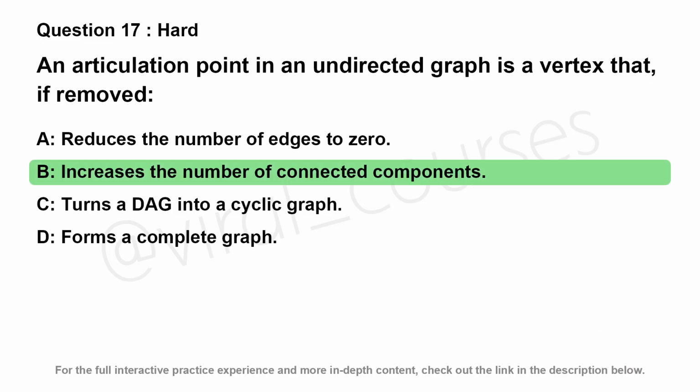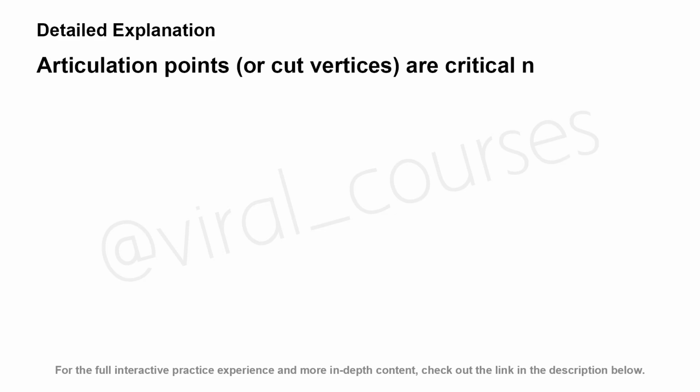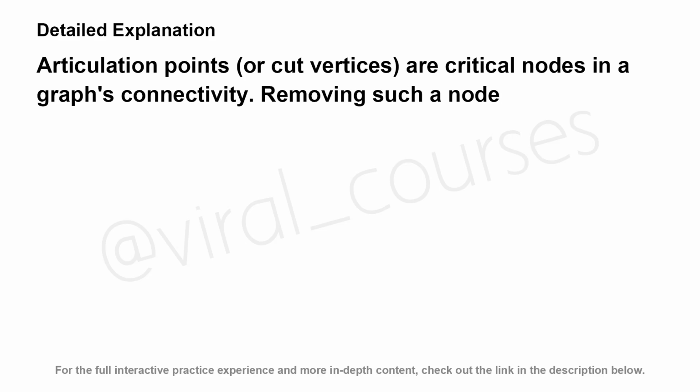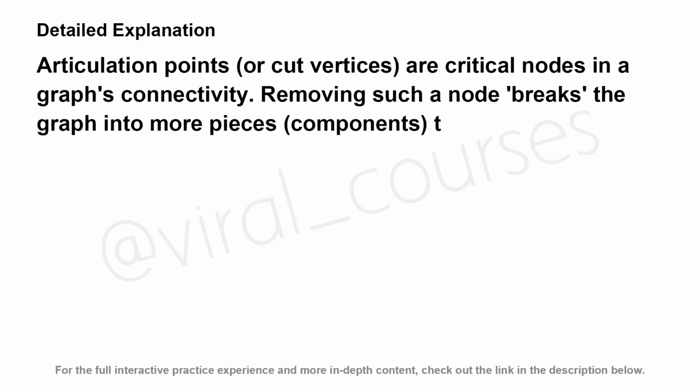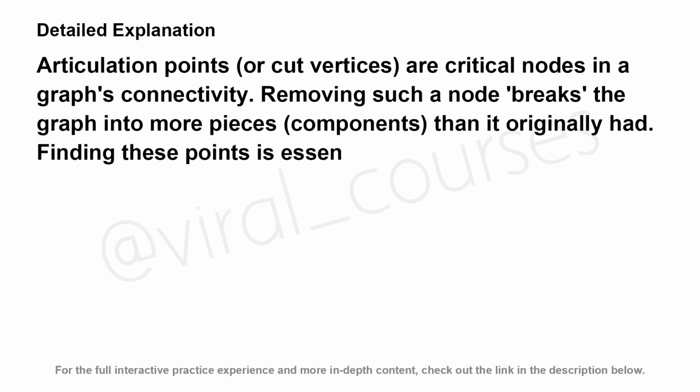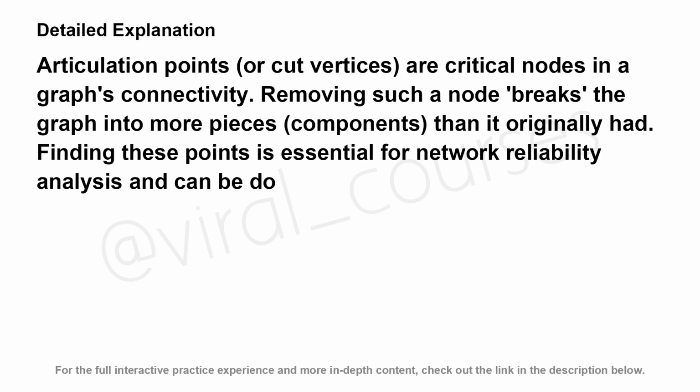The correct answer is B. Articulation points, or cut vertices, are critical nodes in a graph's connectivity. Removing such a node breaks the graph into more pieces, components, than it originally had. Finding these points is essential for network reliability analysis and can be done in $O(V + E)$ using DFS.